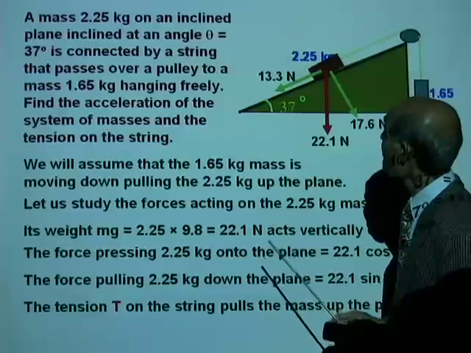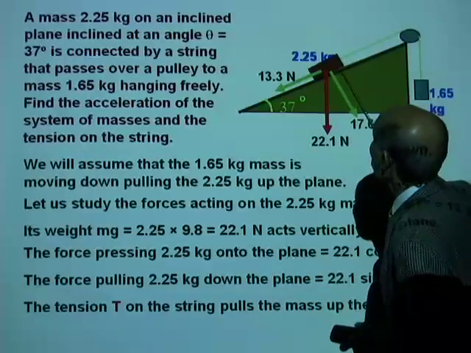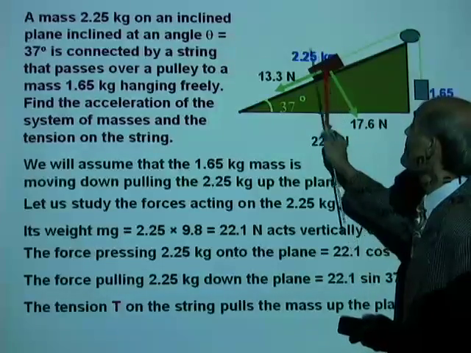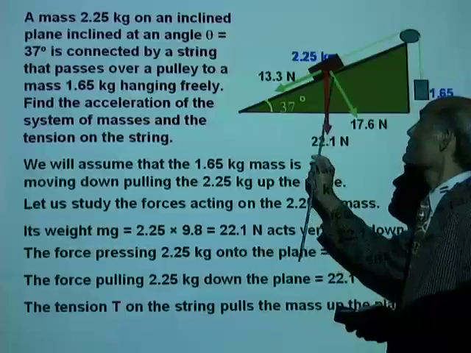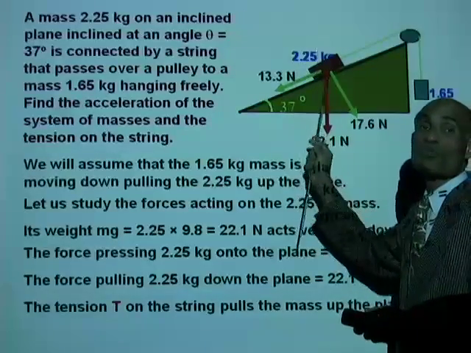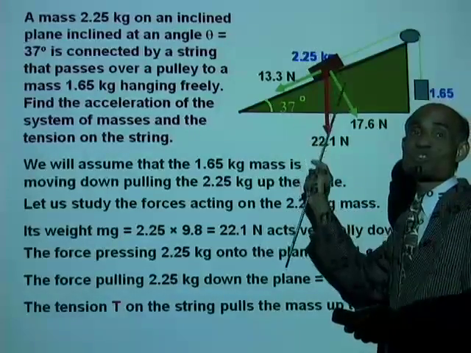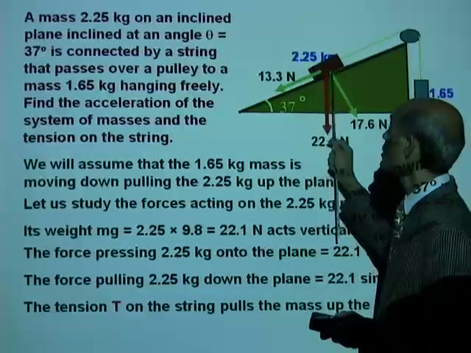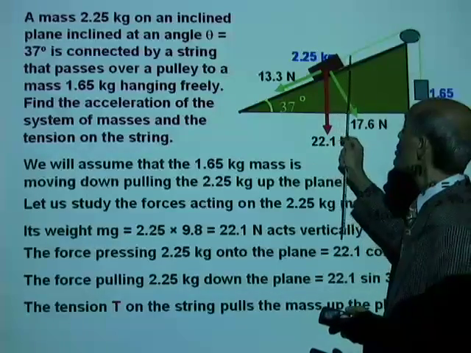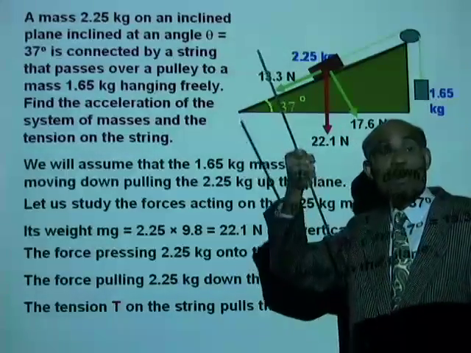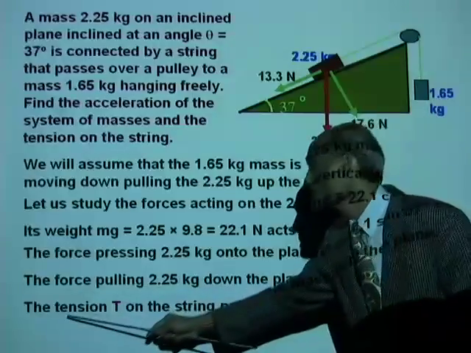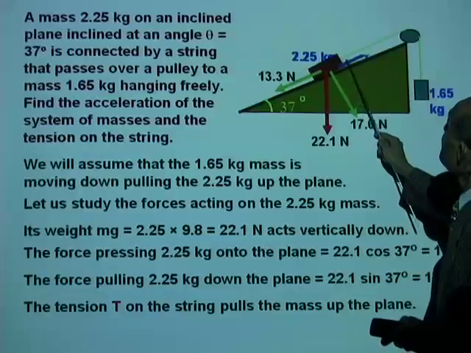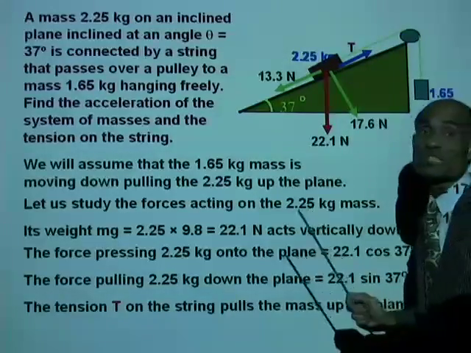Alright, what is the other force? Well, there is a force applied by the plane at right angles, and you can see that will cancel with this force. So you don't need to worry about the forces that are at right angles. What is the other force acting on this? There is a tension on this string which is pulling the box up. So the tension T on the string pulls the mass up the plane. That is the tension T.